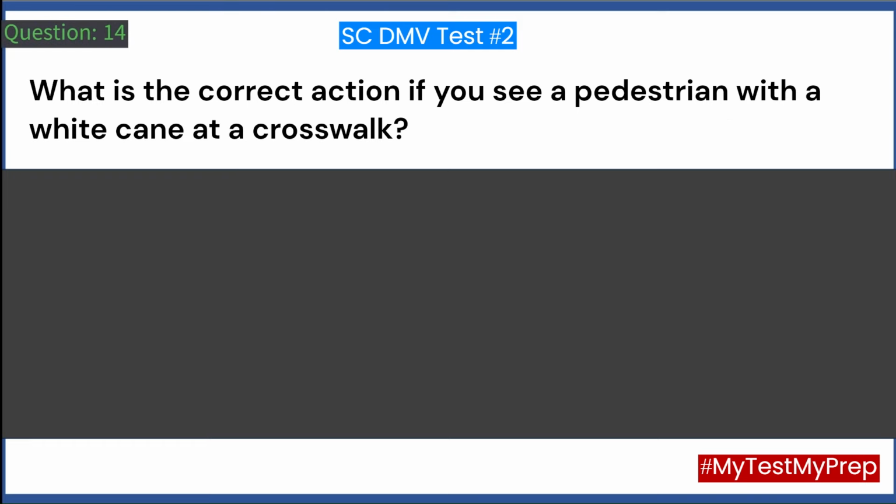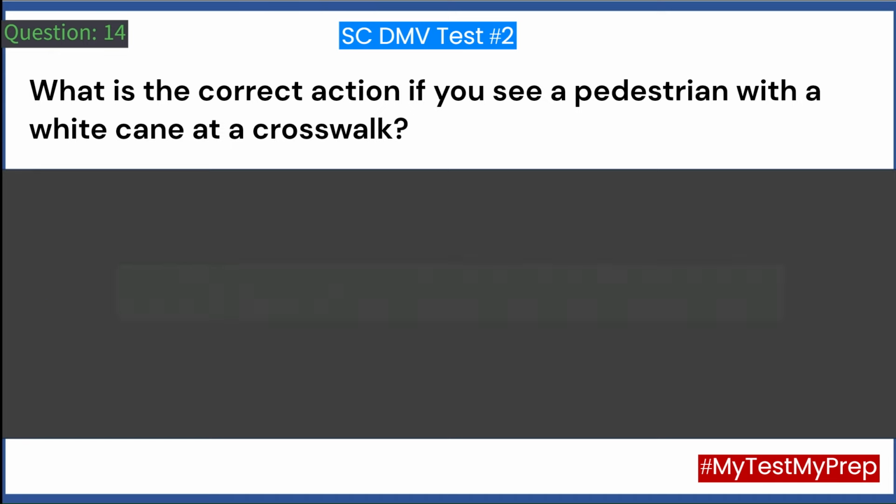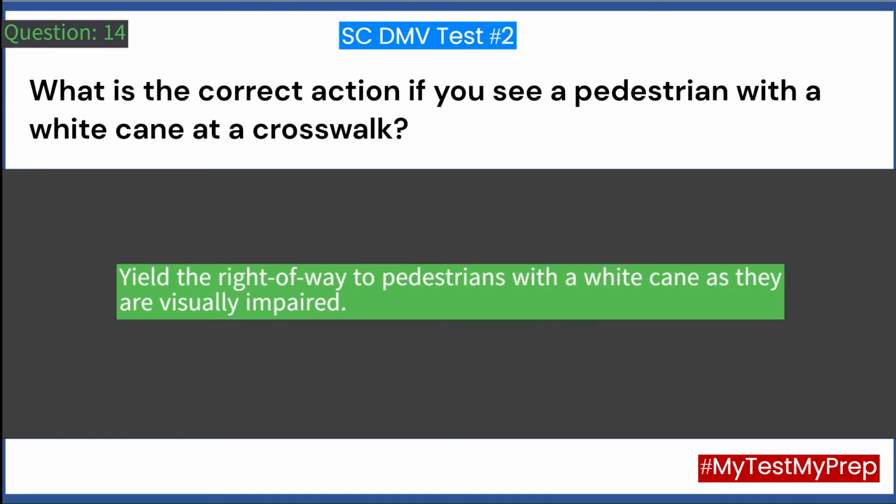What is the correct action if you see a pedestrian with a white cane at a crosswalk? A. Proceed with caution. B. Yield the right-of-way. C. Honk your horn. Answer, B. Yield the right-of-way to pedestrians with a white cane as they are visually impaired.